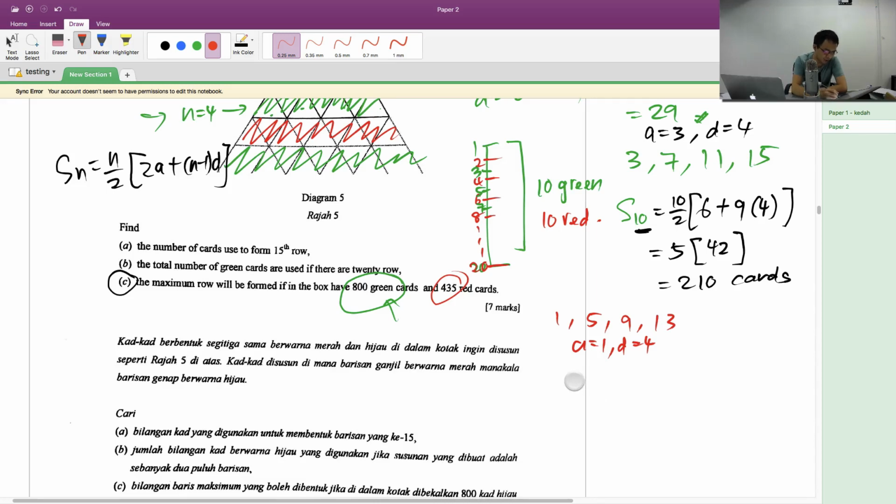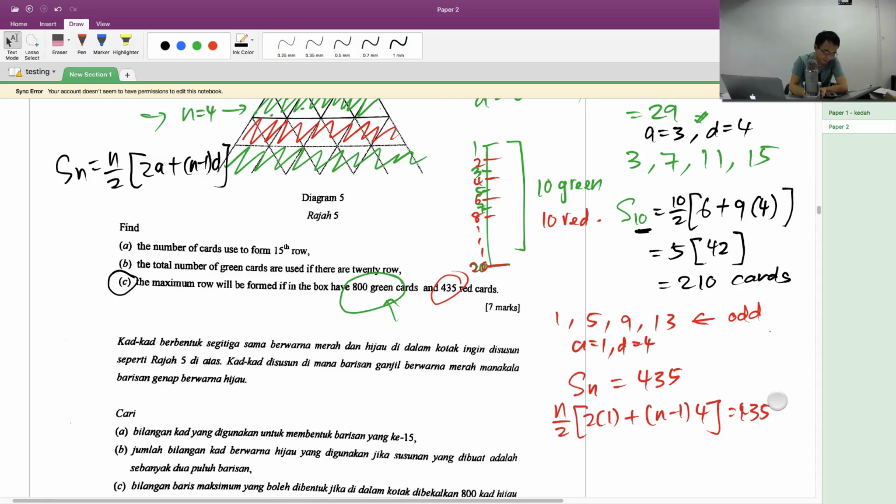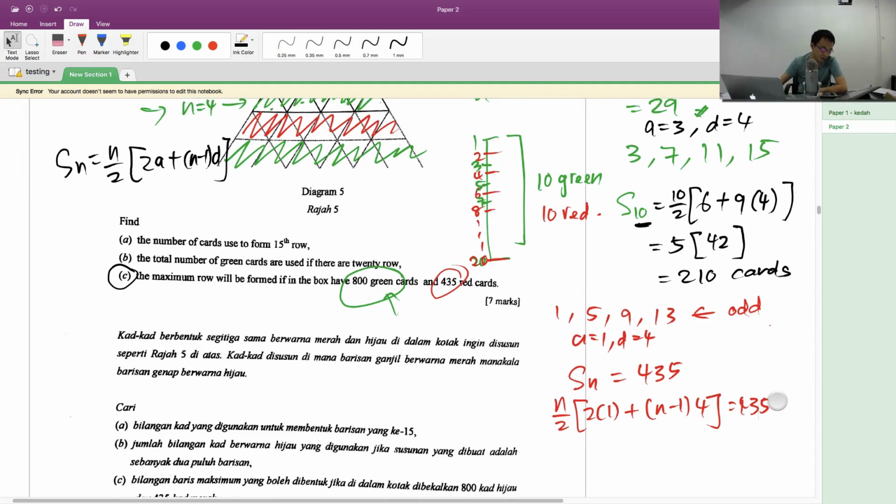So I will set Sn equal to 435. You need to understand this means I only focus on the odd numbers. Later my n over here I have to multiply by 2, because I should include the green color one as well. So I will use the formula n over 2, 2a plus (n minus 1)d equals 435.